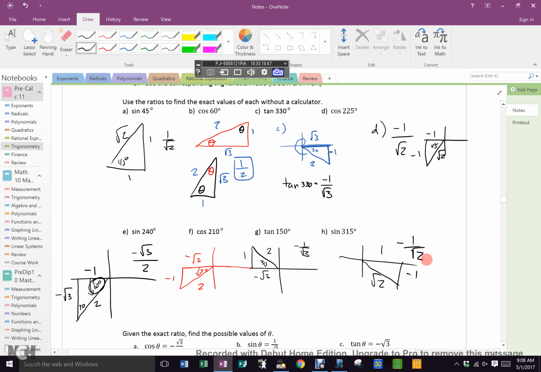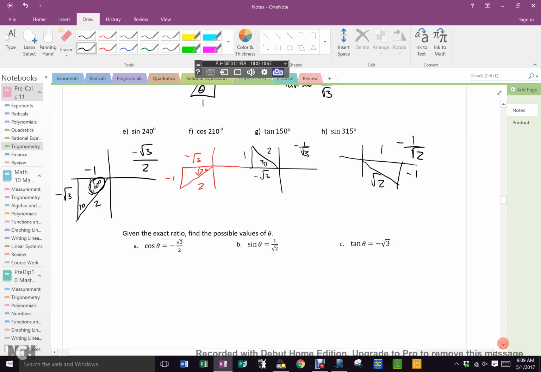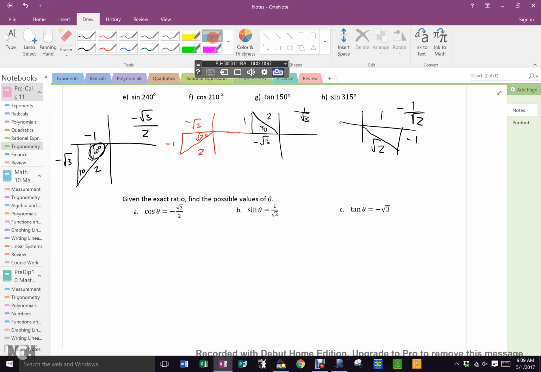Can everybody do that? What's the only trick? Remembering which way the 30, 60, 90 is turned, yes? And the only thing you have to do to remember that is remember 30 is always across from 1. And 60 is always across from root 3. Possible values. When I put possible values, what does that mean?